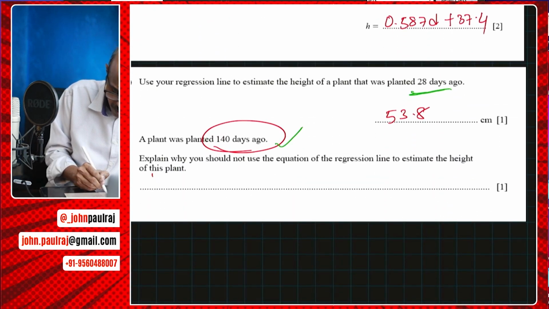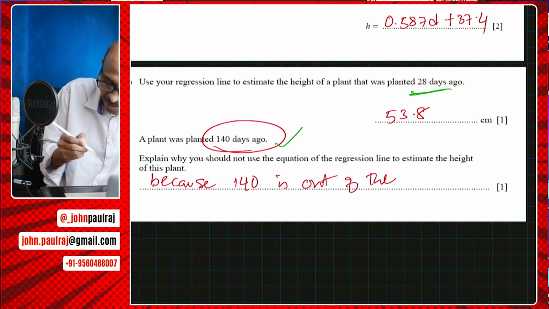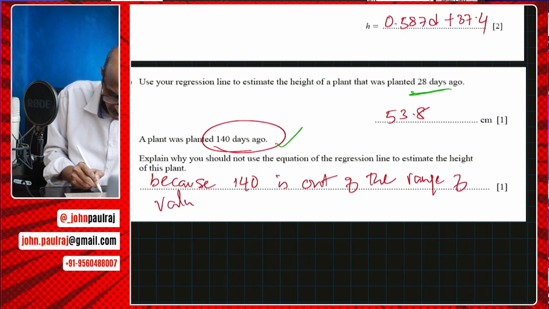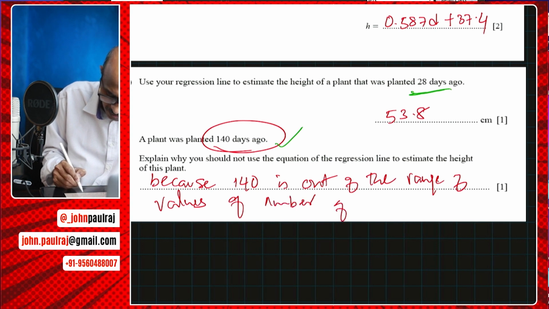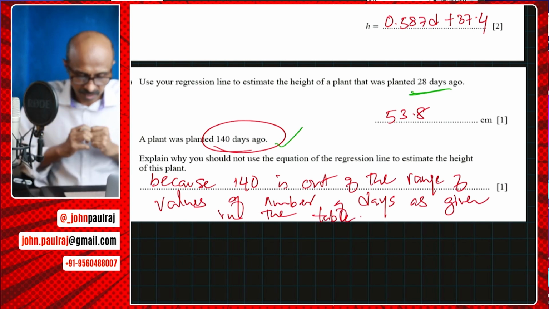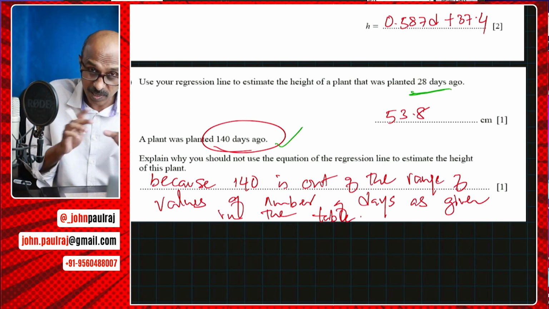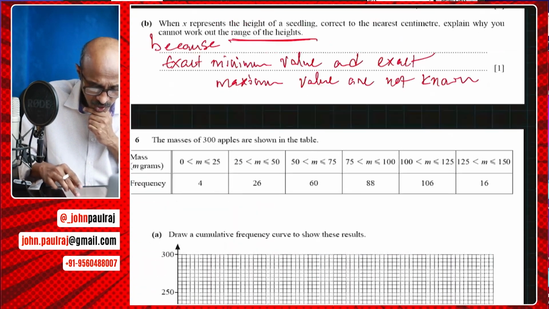You can say that because 140 is out of the range of values of number of days as given in the table. Okay, so try to answer within the context of the question, number of days. So it's out of range, that's okay. Within the range means it talks about like 28 is within that range. Hope this is clear.